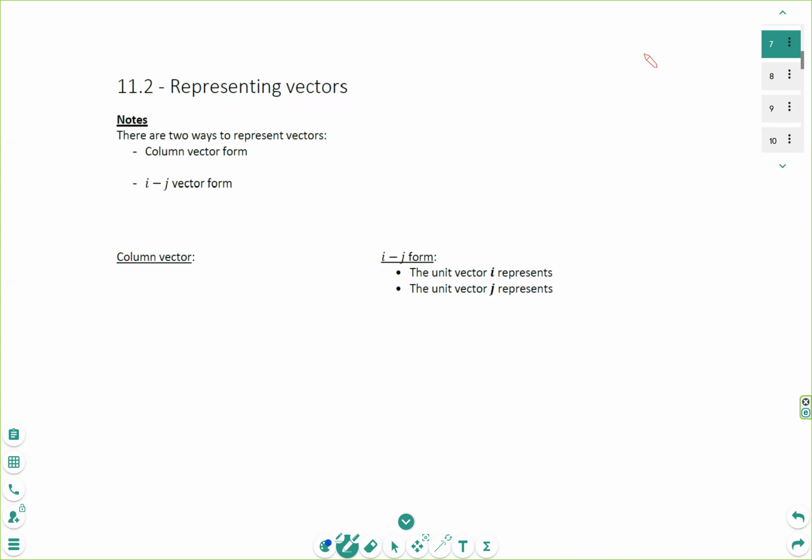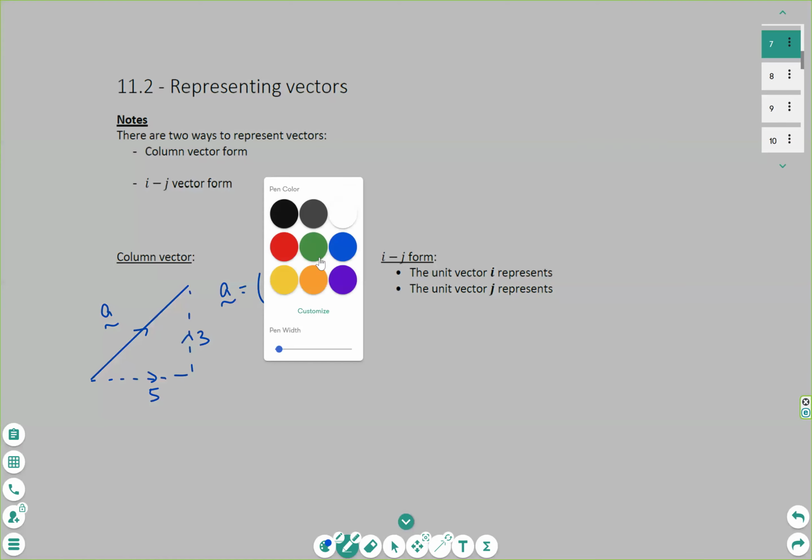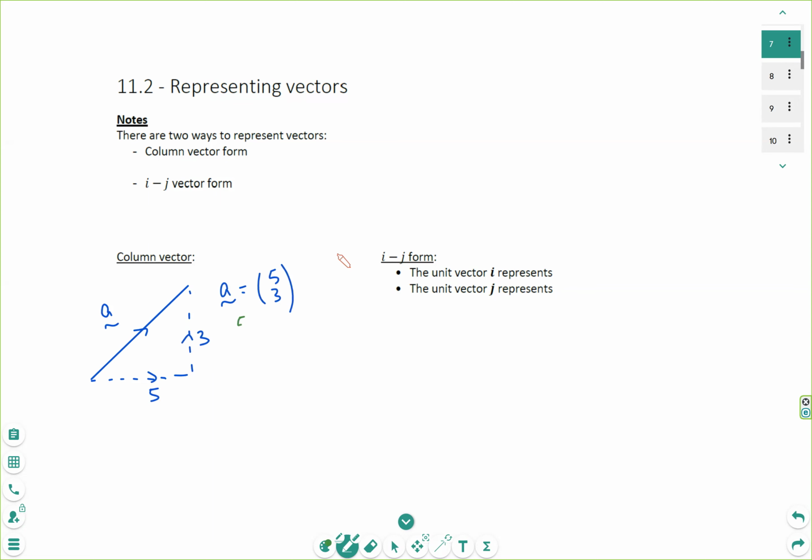Let's say here's a vector, okay? We do a 5 and a 3 in here, okay? So let's call this A. Then we call A equals (5, 3), because we do 5 right and 3 up. So 5 right and 3 up, therefore (5, 3), right? So that's what you've done in GCSE, column vector, like a translation. Move 5 to the right, 3 up, so (5, 3).